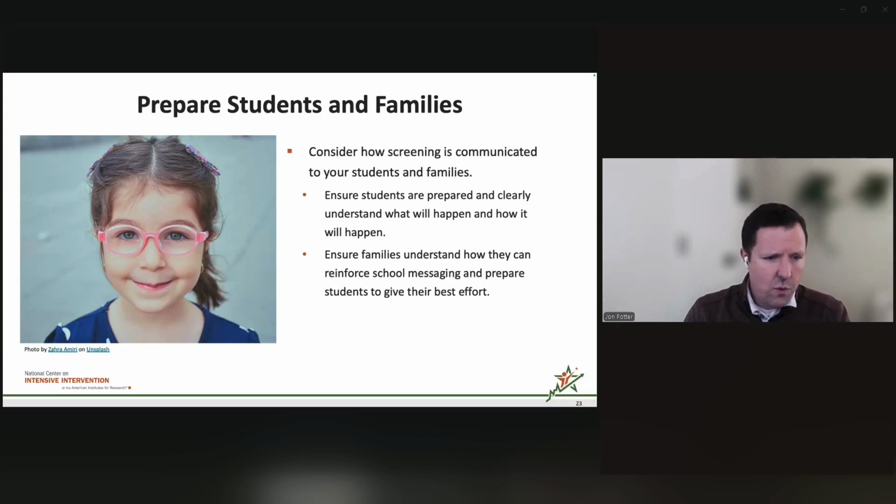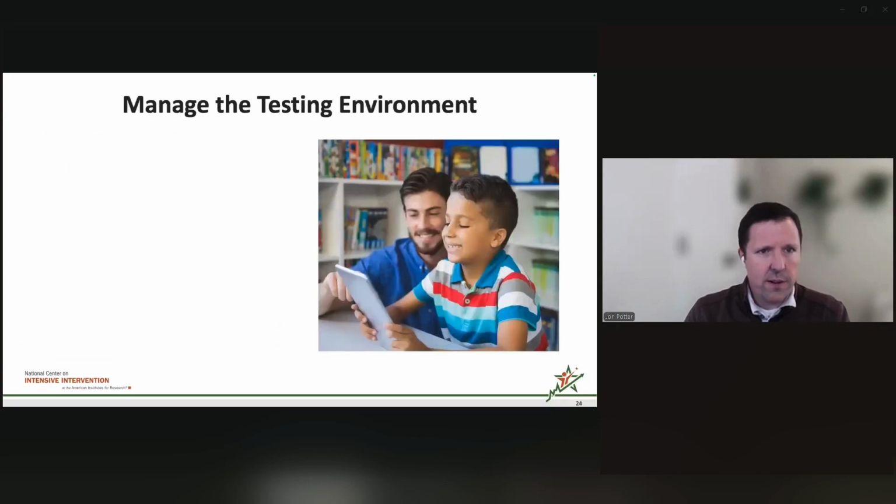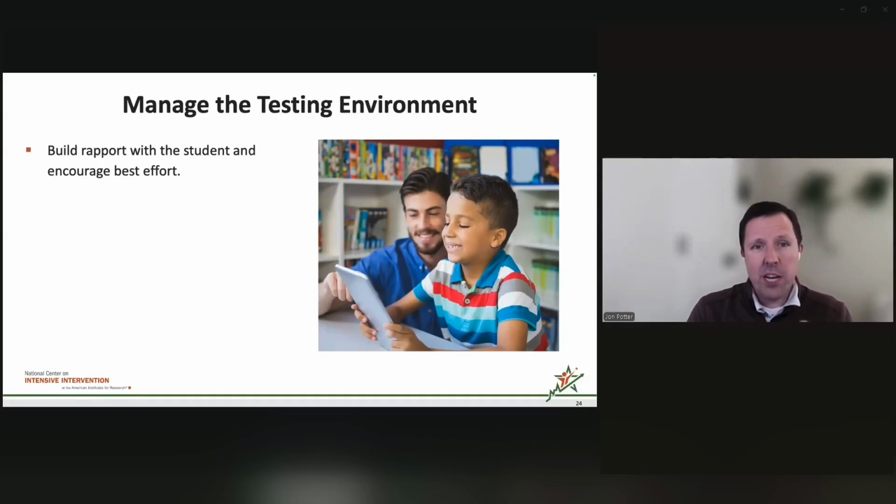And so it is. So the first one is we want to think about how we manage that testing environment. A few things to think about. We talked about this a little bit, but make sure you're building rapport with the student and encouraging their best effort. We don't want kids to come in, sit down with the tester and jump right into it.